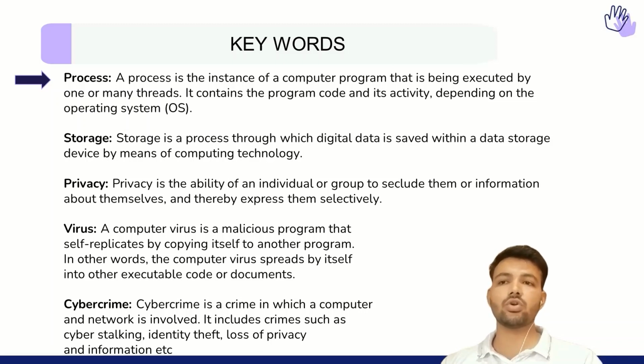Storage is the process through which digital data is saved within a data storage device by means of computer technology. Privacy is the ability of an individual or group to seclude themselves or information about themselves and thereby express themselves selectively. Virus. A computer virus is a malicious program that self-replicates by copying itself to another program. In other words, a computer virus spreads itself into other executable code or documents. And cyber crimes. Cyber crimes are crimes in which a computer and a network is involved. It includes crimes such as cyber stalking, identity theft, loss of privacy and information, etc.